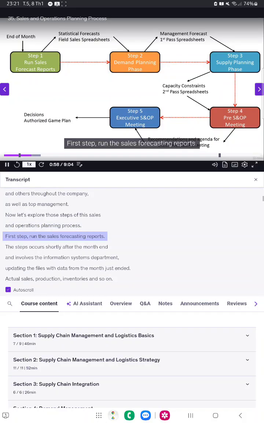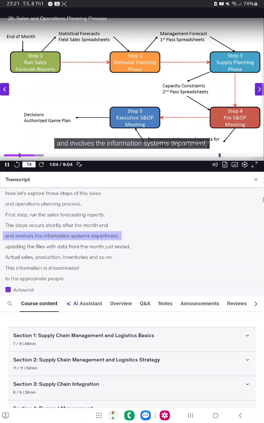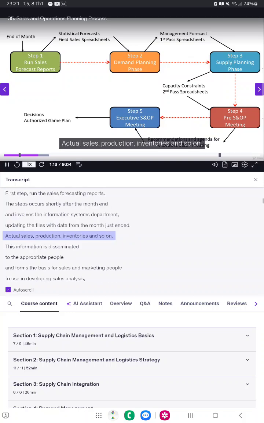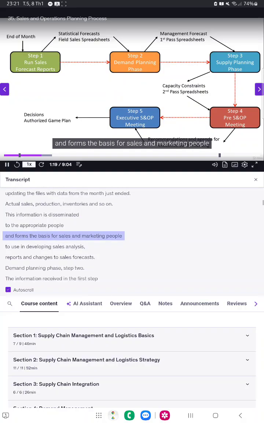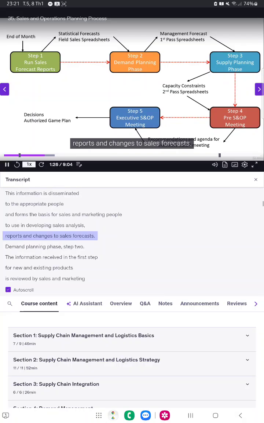First step, run the sales forecasting reports. This step occurs shortly after the month end and involves the Information Systems Department updating the files with data from the month just ended, actual sales, production, inventories, and so on. This information is disseminated to the appropriate people and forms the basis for sales and marketing people to use in developing sales analysis, report, and changes to sales forecasts.